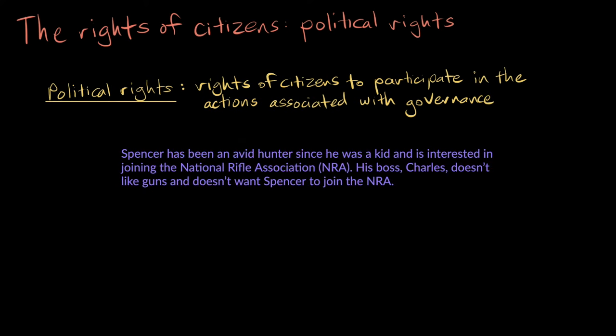Okay, last one. Spencer has been an avid hunter since he was a kid and is interested in joining the National Rifle Association. His boss, Charles, doesn't like guns and doesn't want Spencer to join the NRA. If Charles tries to prohibit Spencer from joining the NRA, which of Spencer's rights would he be violating? He would be violating Spencer's right to freedom of association, which means that he can join groups without fear of reprisal.